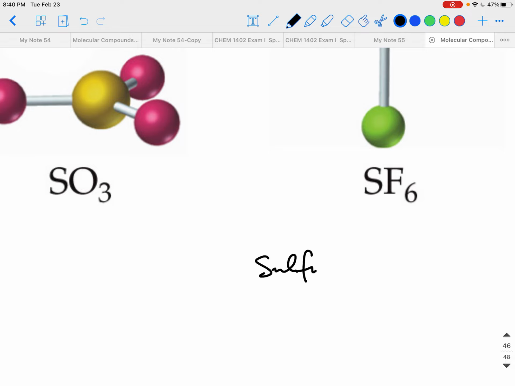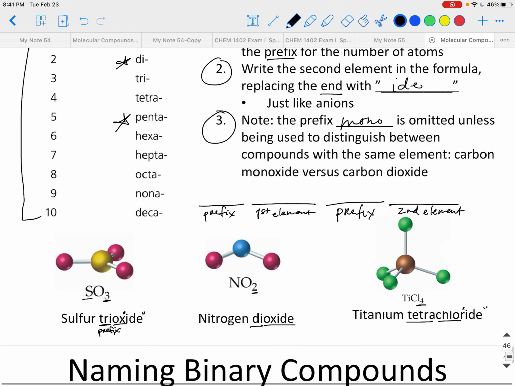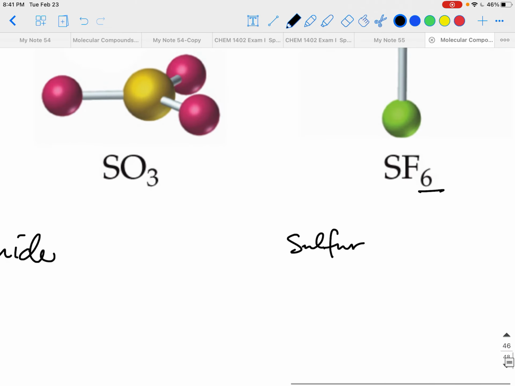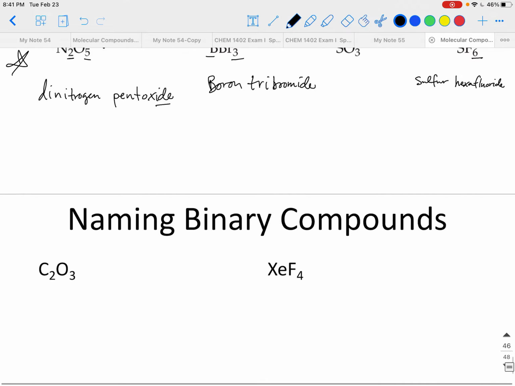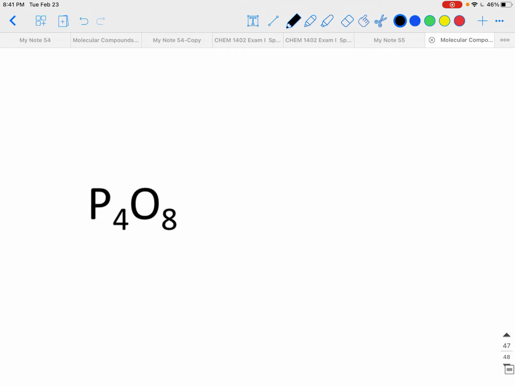Okay? What would this one over here be? SF6. Well, it would be sulfur. Remember, you omit the mono. So we're not going to say monosulfur, just sulfur. And then what is the prefix for 6? If you go look at the list, hexa, hexafluoride.